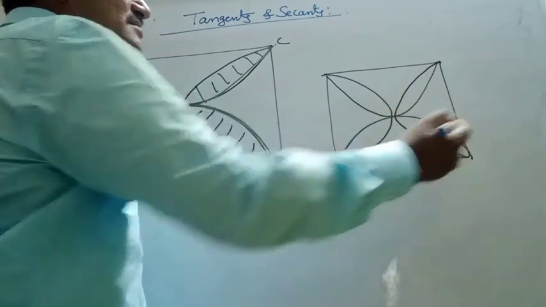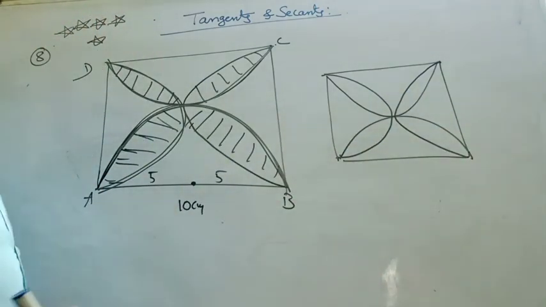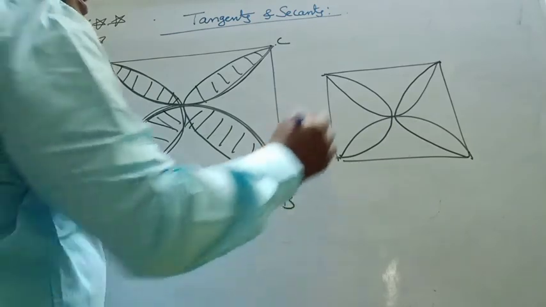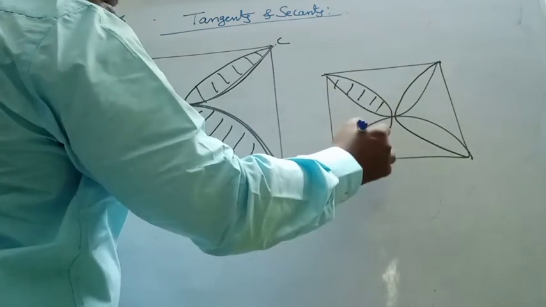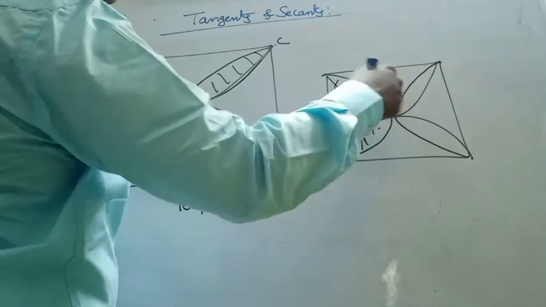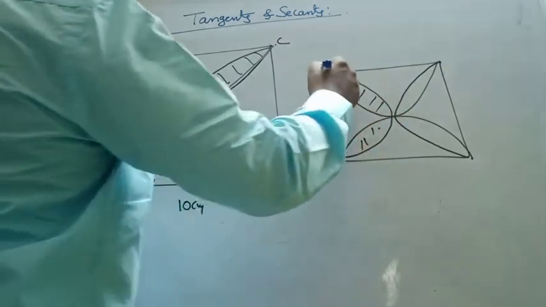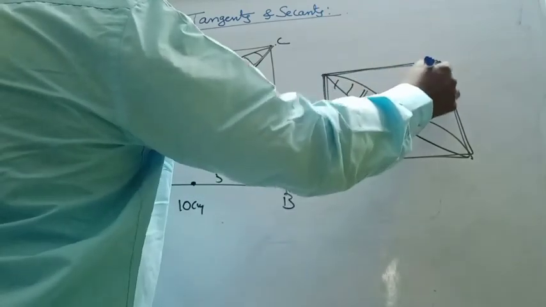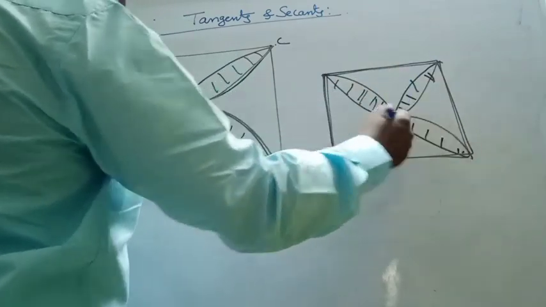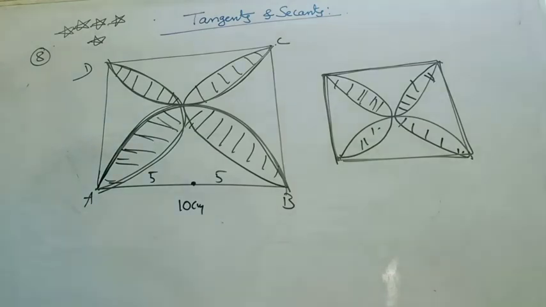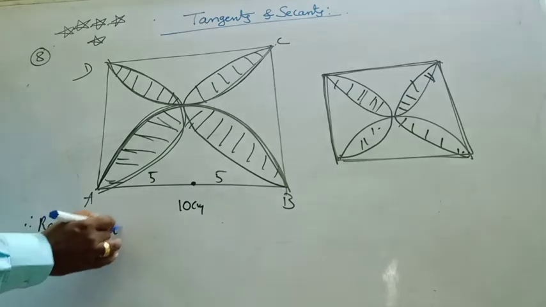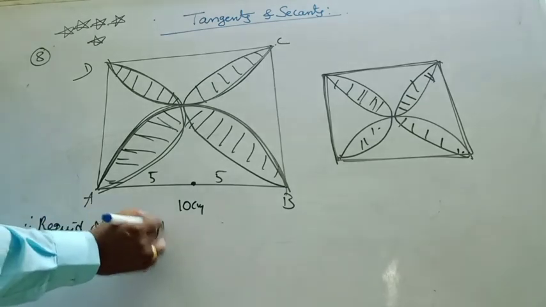If I find that, from the total area of the two circles, if I subtract the square area totally, then I will get the shaded portion. That is the shaded portion. Therefore, the required shaded area is very simple, my dear students.